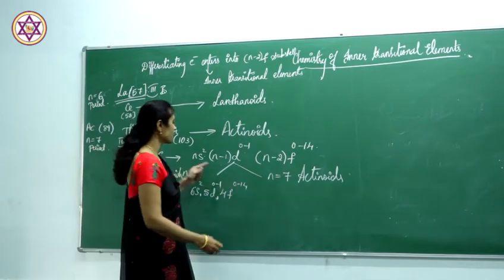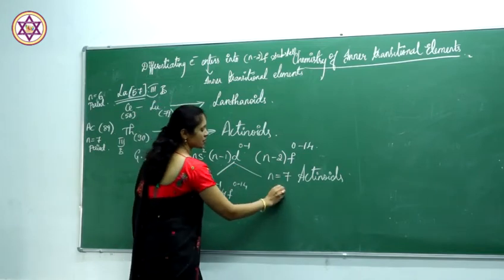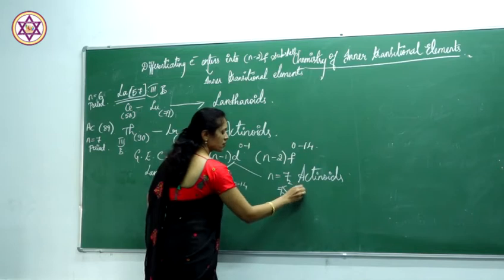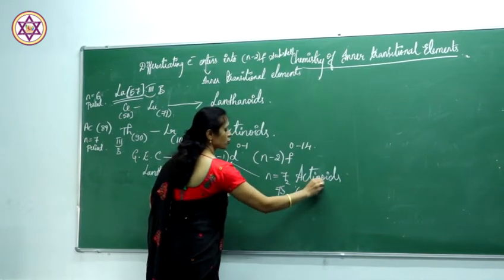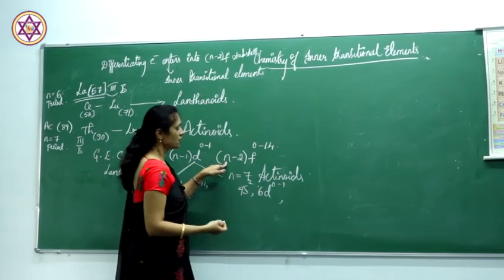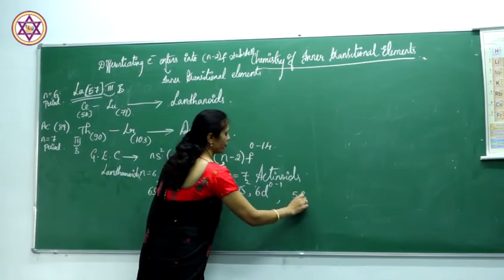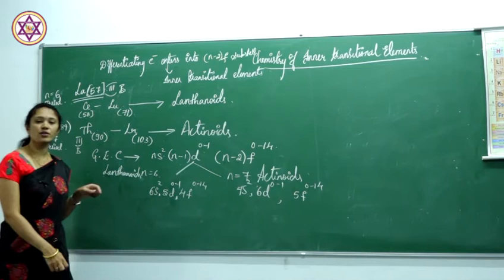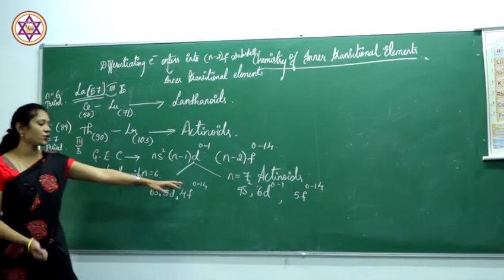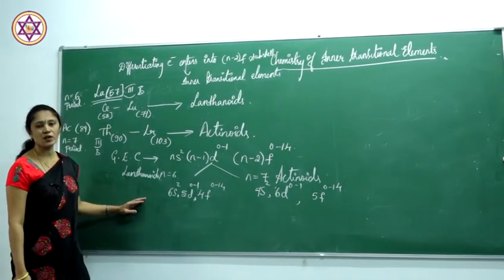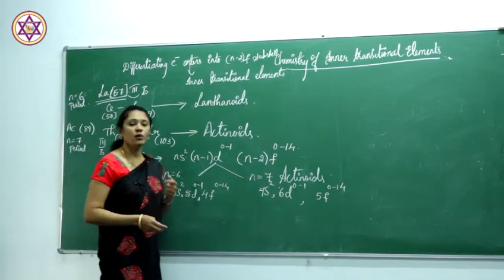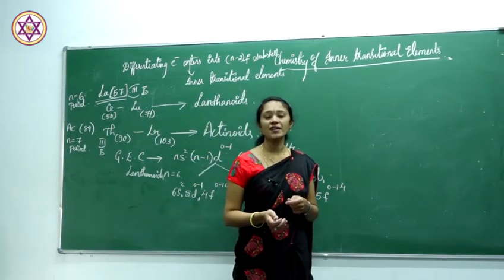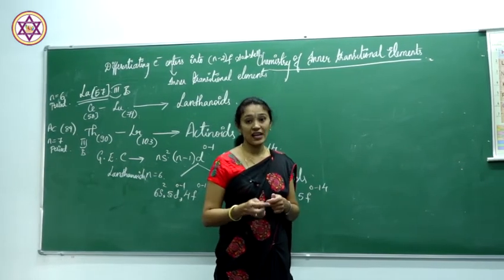For actinoids, substituting 7, it is 7s2, 6d 0 to 1, 5f 0 to 14. This is the general electronic configuration for actinoids, and for lanthanoids it is the earlier one. Now let us go to how to represent the electronic configuration for lanthanoids.